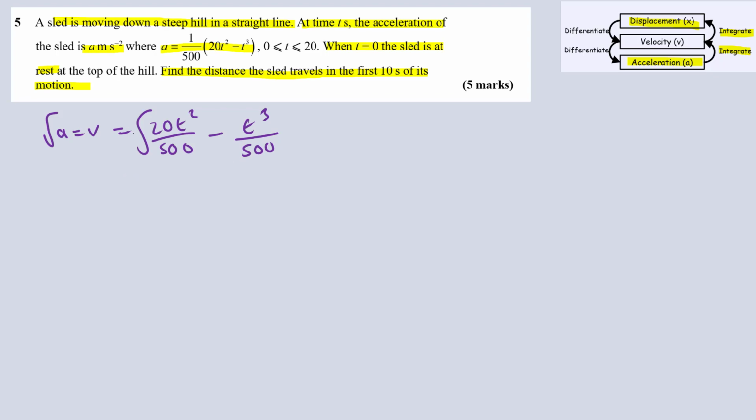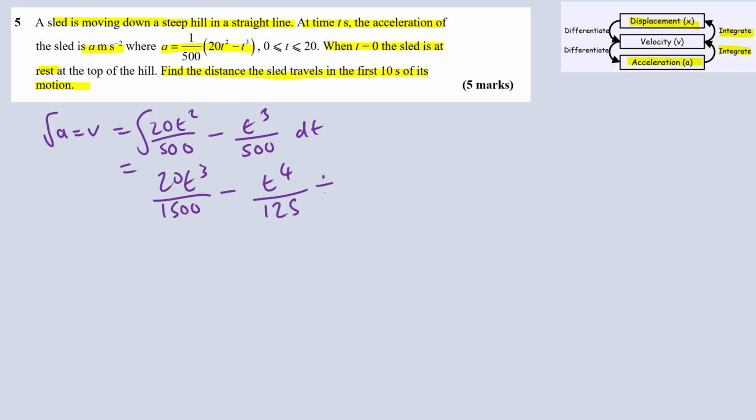And you can leave the 1 over 500 outside, but let's just do it like this. So if we integrate, we raise the power by 1, and that's with respect to dt. Let's do this properly. That's going to give us t cubed divided by the new power. So you're dividing by 3, that means you're multiplying the bottom by 3, that's over 1500, minus raise the power by 1, divided by the new power, 500 over 4 is 125.